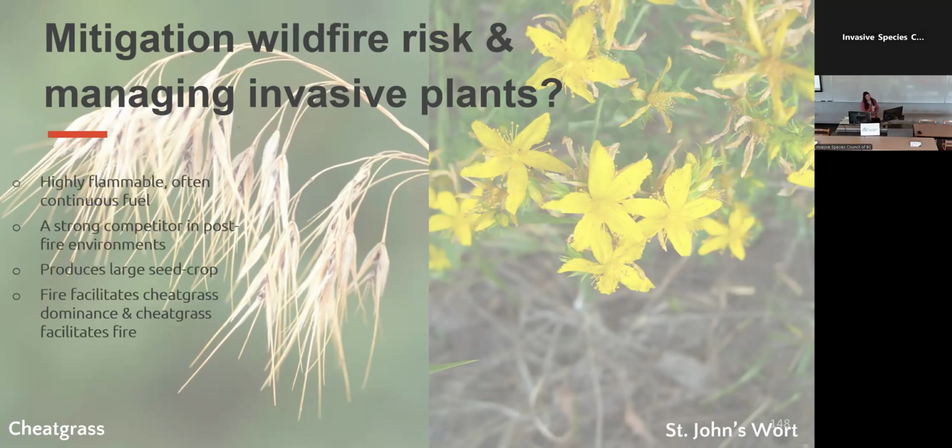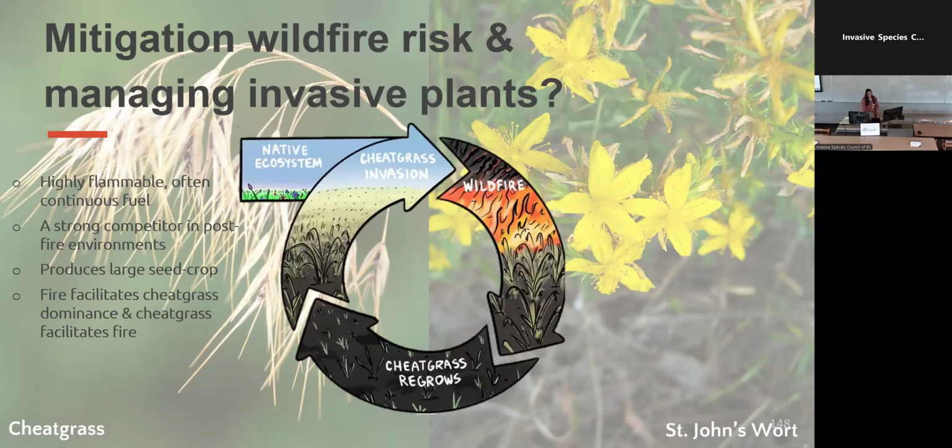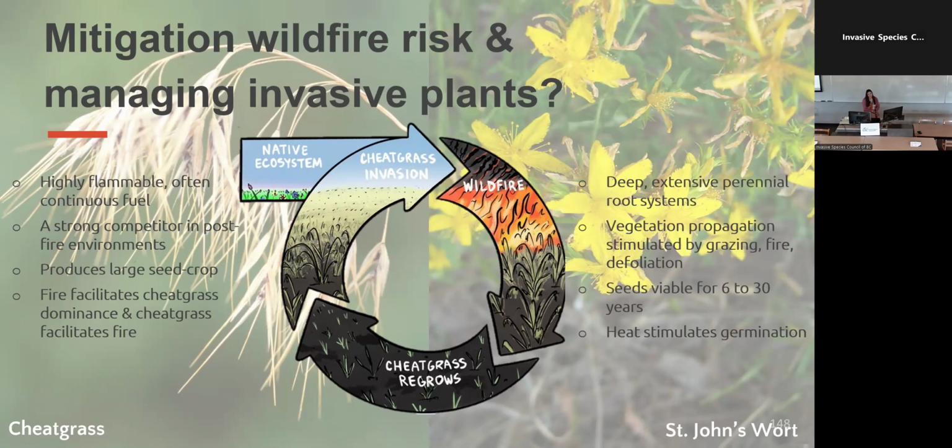So in particular, we're quite concerned about the presence of cheatgrass, which is highly flammable and creates continuous fuels, and is often a strong competitor in these post-fire environments. And we know from research in the Western US that these invasive grasses do very well with fire, where fire continues to facilitate invasive grass cycles at the detriment of native plant species. In addition, we also have concern over the abundance of St. John's wort in these ecosystems, which has a very deep and extensive root system and can have its propagation stimulated by fire and other disturbances. So these are two species that we're particularly interested in managing for.